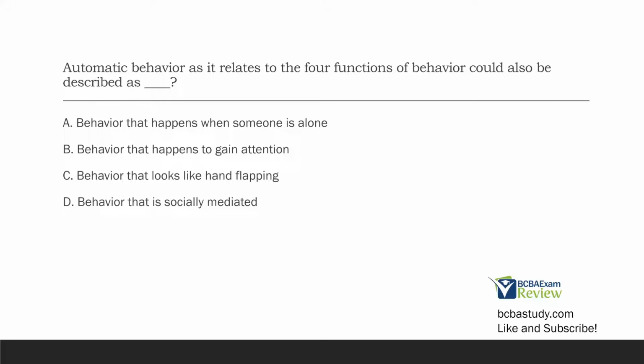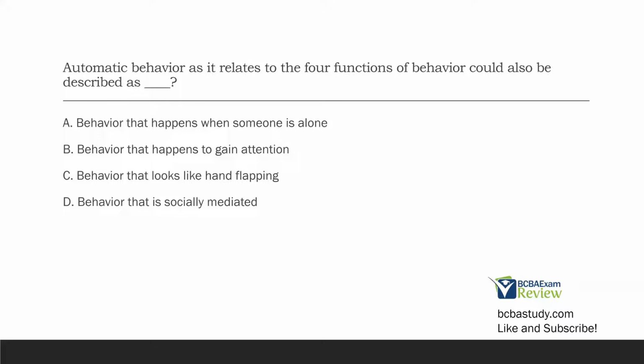Okay. So automatic behavior as it relates to the 4 functions could also be described as A, behaviors that happen when someone is alone. Would be a great way to describe automatic behavior. Nobody else is there. It can't be socially mediated. That will be automatic behavior. Now, what about B? Behavior that happens to gain attention. Well, that's clearly not, right? Gaining attention is socially mediated.